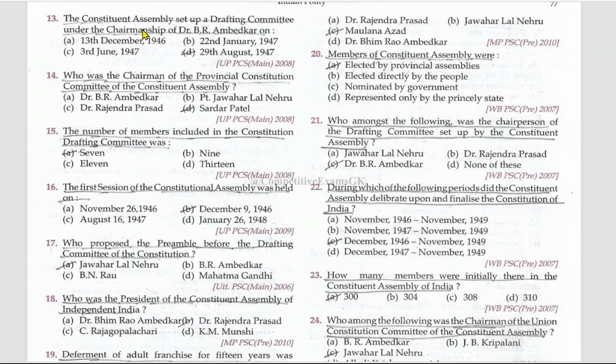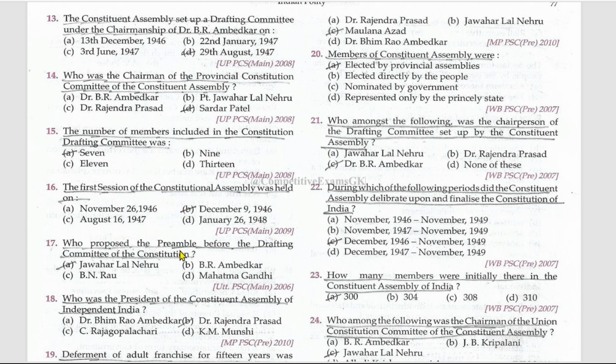The Constituent Assembly set up a drafting committee under the chairmanship of Dr. B.R. Ambedkar on 29th August 1947. Who was the chairman of the Provincial Constitution Committee of the Constituent Assembly? Sardar Patel. The number of members included in the Constitution Drafting Committee was 7. The first session of the Constituent Assembly was held on December 9, 1946.